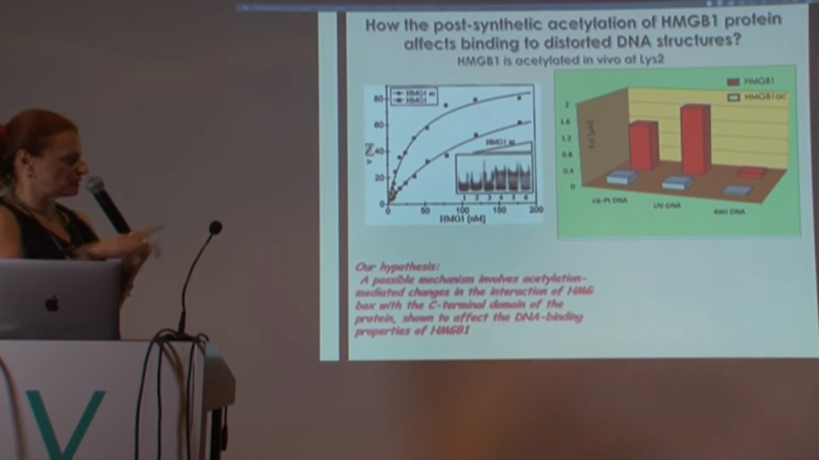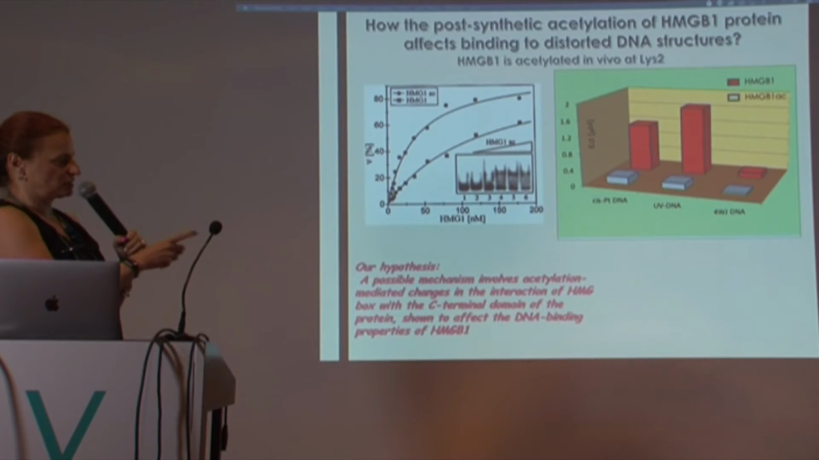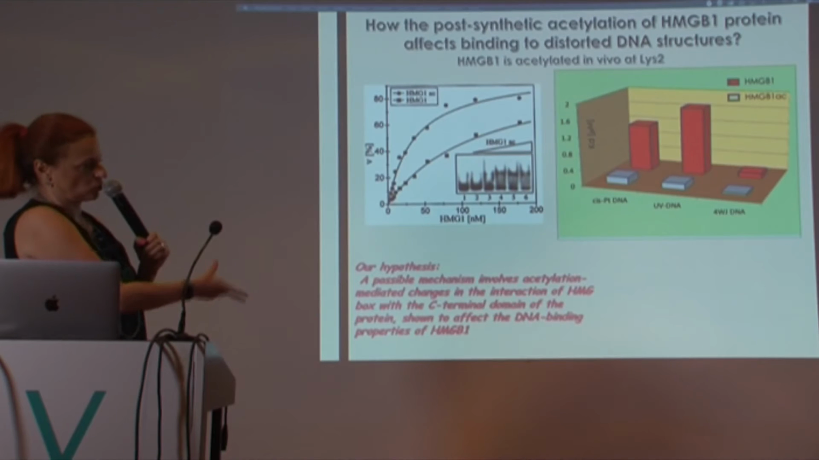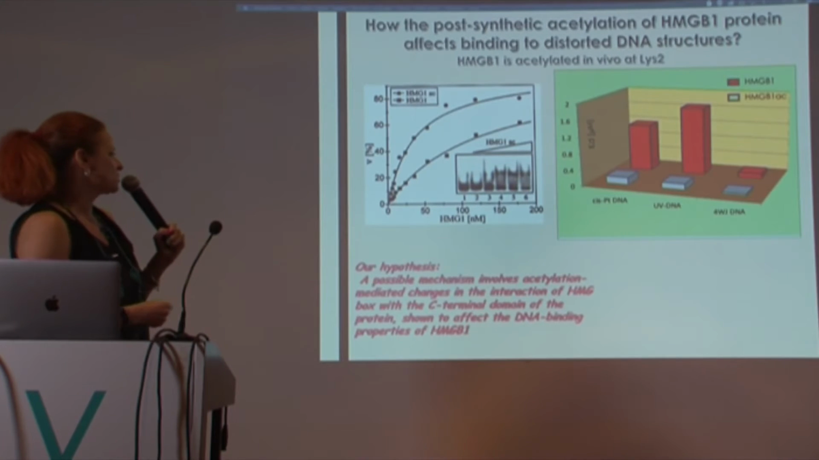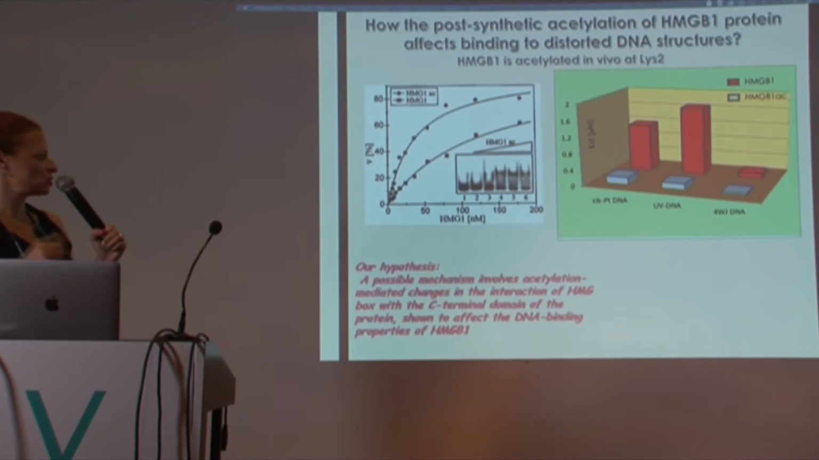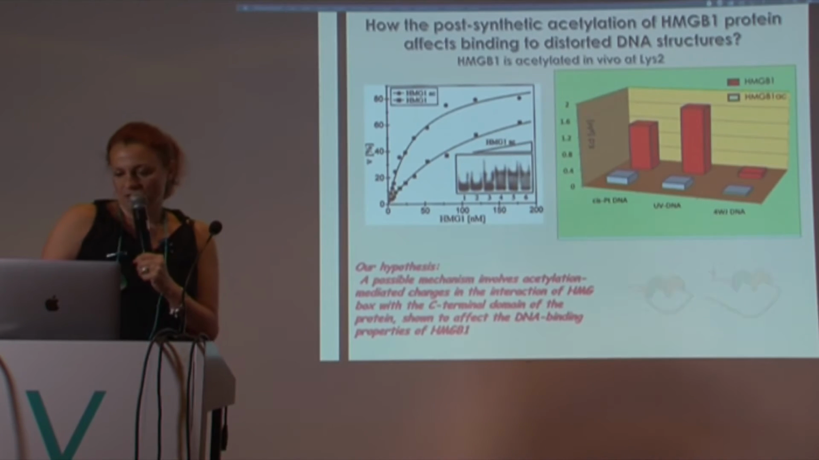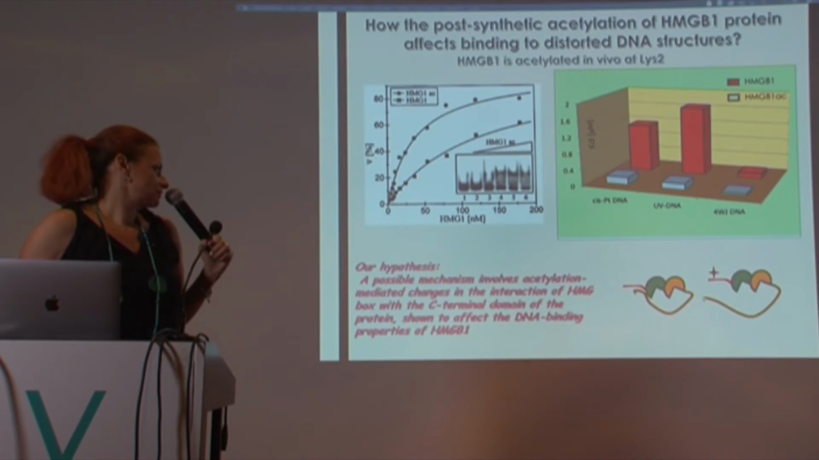If you remember the model of Jean Thomas, they showed that the protein could exist in an open and closed conformation, and we think that this acetylation favors the open conformation of the protein. That is why it's more reactive. And here is a little cartoon expressing this.